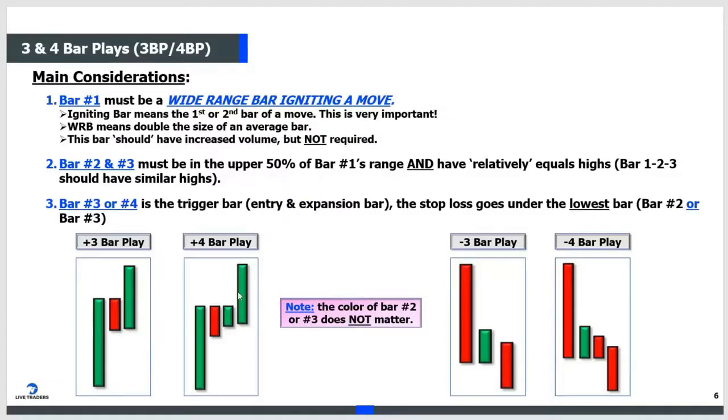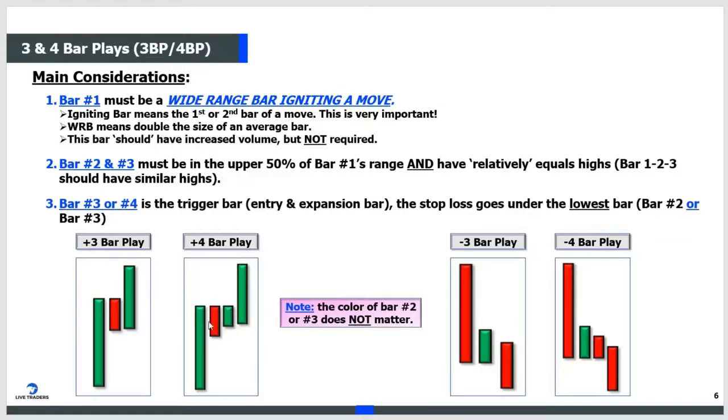If it's a 4-bar play, you enter the same way. You get in above bar number 1 or 2, and your stop loss goes below the lowest of these 2 bars. If bar number 2 is lower than bar number 3, you go below that. If bar number 3 is slightly lower than bar 2, you go below that. Entry right here. Stop loss down here.